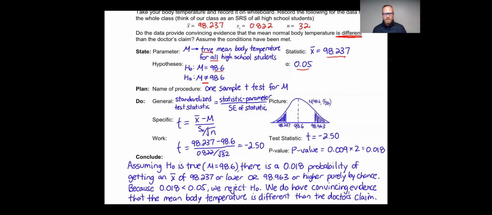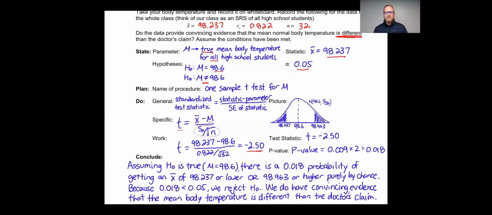So the name of this procedure, it is one sample t test of 32 students. We are using T here rather than Z because we're dealing with means. This is a test rather than an interval, and it is for mu. Now, the general formula is always going to look the same for any significance test or most significance tests. And that formula is actually given to you on the AP exam. The specific formula here is for the T test statistic. We just take our statistic minus our parameter all over the standard error there. And then we plug in the numbers and we get a T test statistic of negative 2.50.